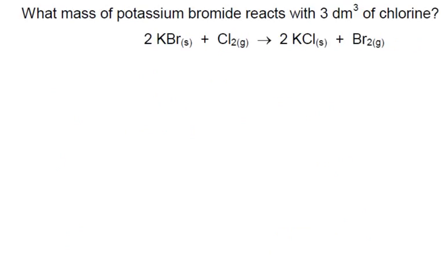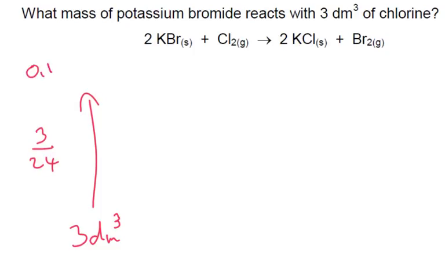What mass of potassium bromide reacts with 3 decimeters cubed of chlorine? Okay, so we're starting off with a volume of gas this time. So we've got 3 decimeters cubed. How many moles have we got? So 3 divided by 24. 3 divided by 24, we have got 0.125 moles.